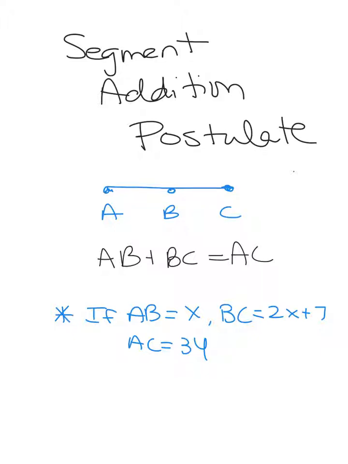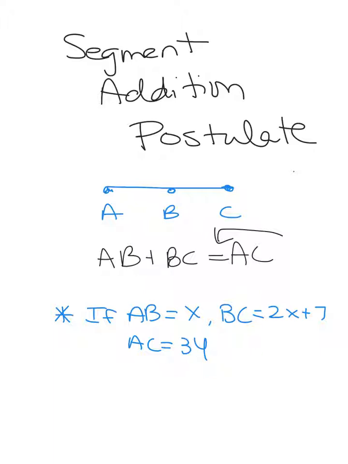Now notice when we're using the segment addition postulate, because there's an equal sign, there is no segment bar above any of those segments, so AB or BC or AC, because we're talking about the actual measurement or the length of those segments. We do not include the segment bar on top.